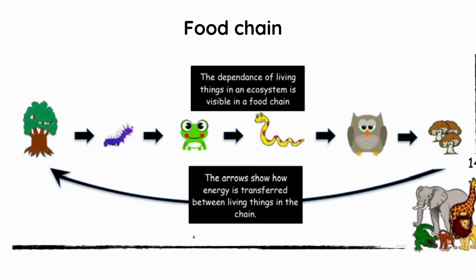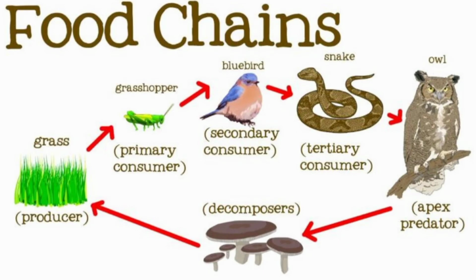What is a food chain? A food chain is a diagram that shows feeding relationships between animals. It shows which animal eats which animal. This is an example of a food chain. The producer is grass. Grass will be eaten by the grasshopper. The grasshopper will be eaten by the bluebird. The bluebird will be eaten by the snake. The snake will be eaten by the apex predator.